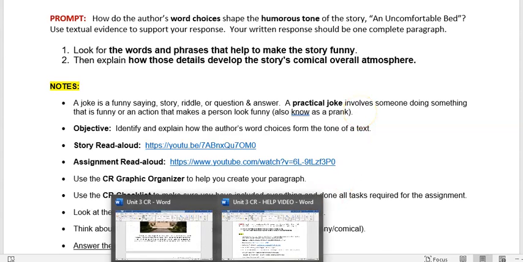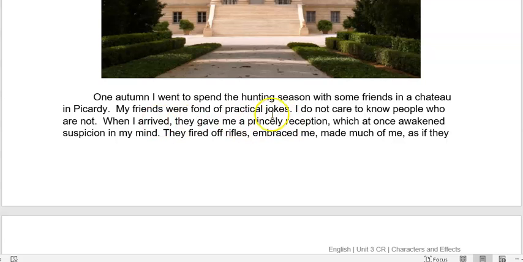Now, "my friends were fond of practical jokes." That means that the character's friends liked practical jokes. They liked pulling pranks on each other. And then he goes on to say, "I do not care to know people who are not." So he does not like to be friends with people that do not like practical jokes. He likes practical jokes, and he likes people that do practical jokes.